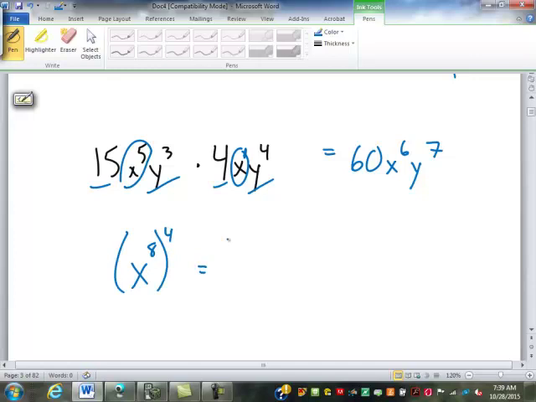How about this? X to the 32. Very good. When we have a power of a power, we multiply the powers.